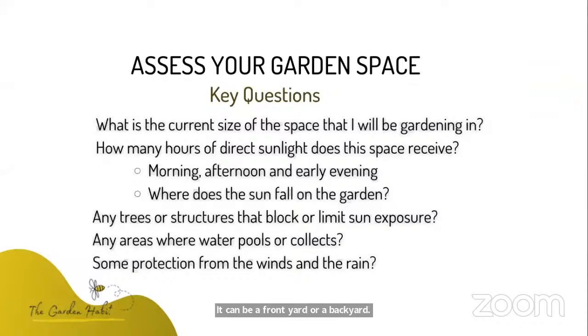And then the second question to ask yourself is, how many hours of direct sunlight does this space receive? And direct sunlight during different times of the day. What I always recommend is early morning, between 9 and 10, afternoon, maybe noon or 1 to 2, and early evening between 4 to 6.